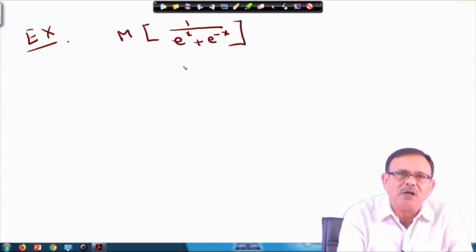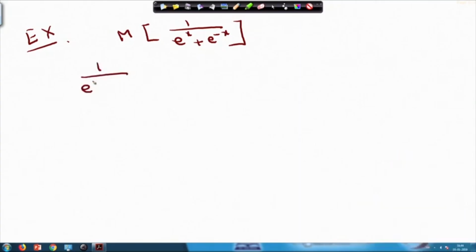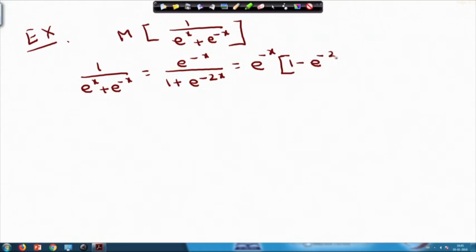Mellin transform of 1 by e to the power x plus e to the power minus x. Now, if you take this function 1 by e to the power x plus e to the power minus x, this equals e power minus x by 1 plus e to the power minus 2 x. So, if you expand 1 plus e to the power minus 2 x whole to the power minus 1, you can write down 1 minus e to the power minus 2 x plus e to the power minus 4 x minus e to the power minus 6 x, and like this it will go on.